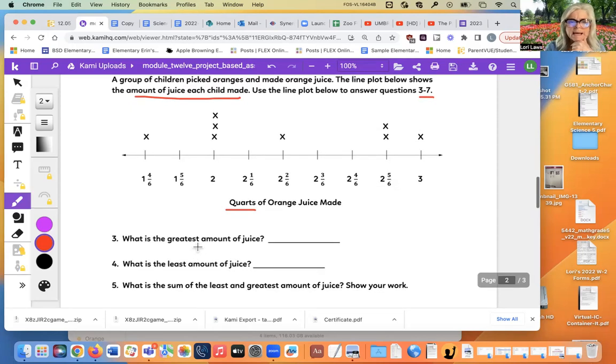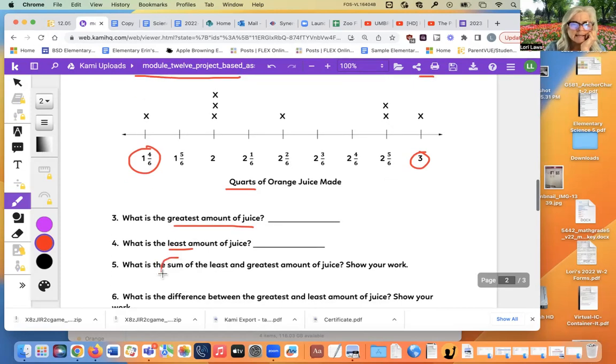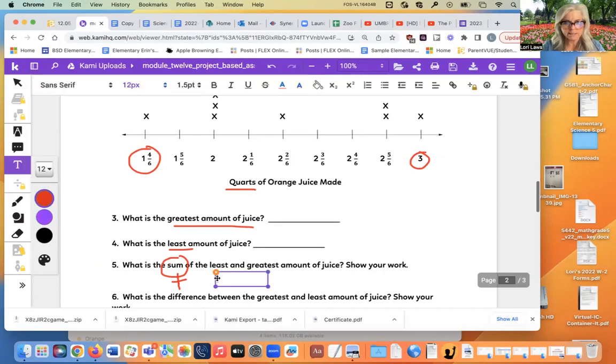What is the greatest amount of juice? So who made, like, what is the most any kid made? Well, that's pretty easy. There it is. What was the least amount of juice? Oh, again, here it is. What is the sum? So sum means we're adding the least plus the greatest. We're plussing it together. So let's see, that's 3 plus 1 4/6 equals, and that's your answer.